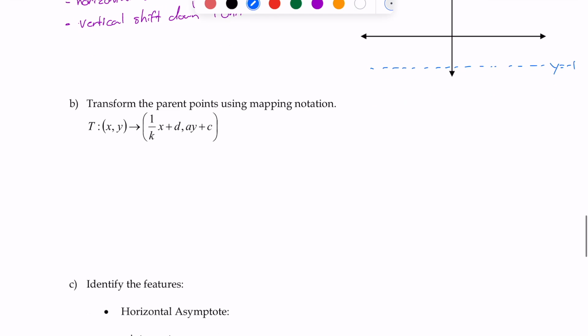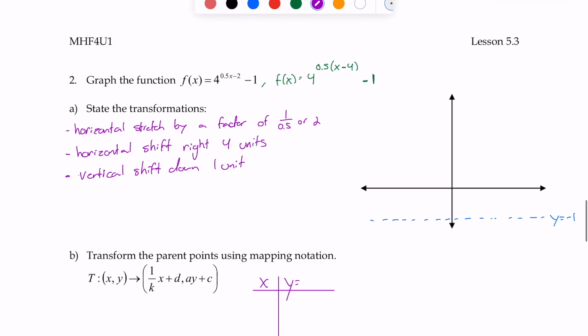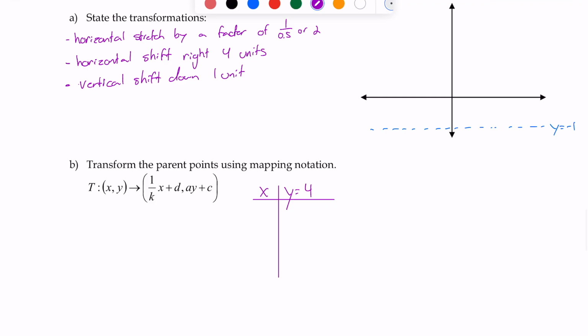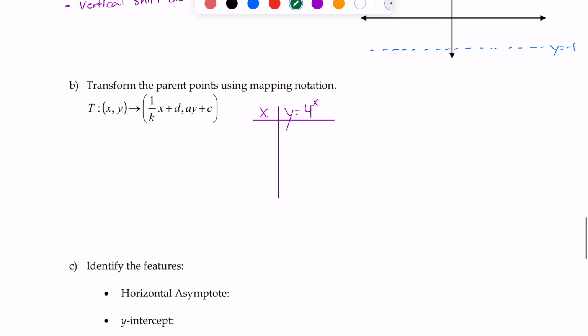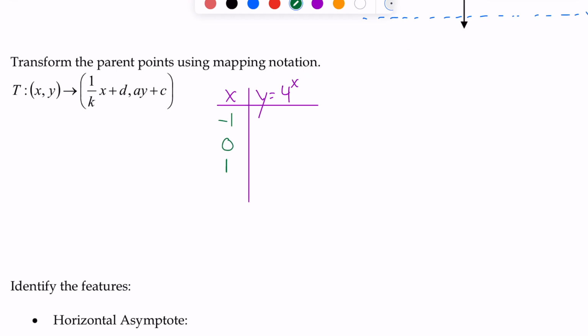So let's get our parent function. You need to ask yourself, what is the parent function, the base exponent that has no transformations on it? If I got rid of that 0.5, that -4, -1, what you'd be left with is just 4 to the x. So let's get points on our parent function: -1, 0, and 1. I'm just choosing 3 points. I don't want this lesson video to go on forever, but if you need more points to get a better picture of the graph, please use more.